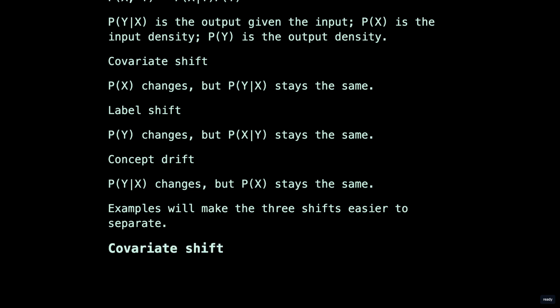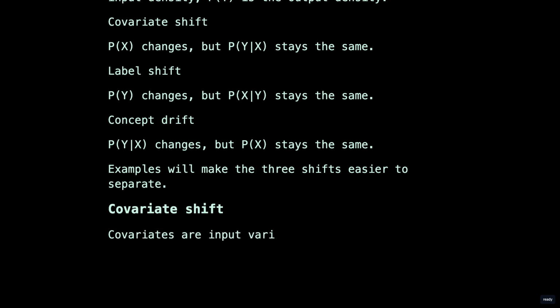Covariate shift is the most widely studied form because it appears whenever the input population changes without changing the labeling rule. In statistics, a covariate is a variable that influences the result even if it is not the main variable of interest. In a housing example, square footage is a covariate because it affects price, and in supervised learning, the features play that role while the label is what we want to predict.